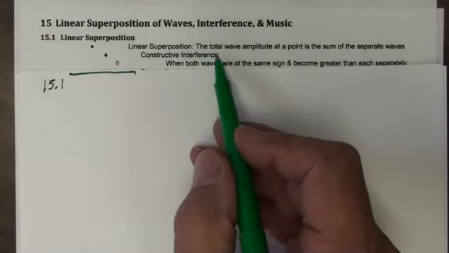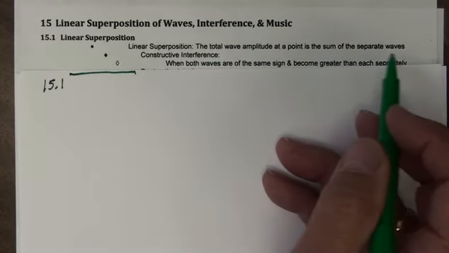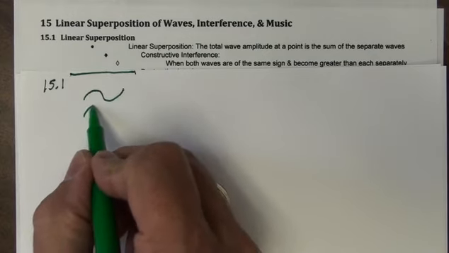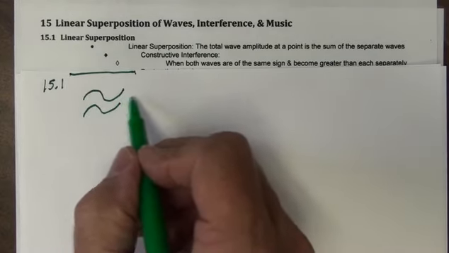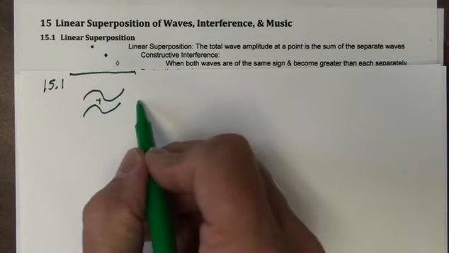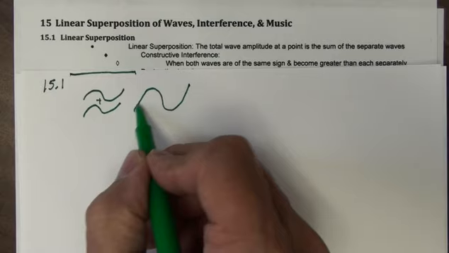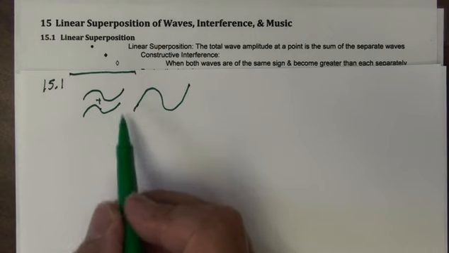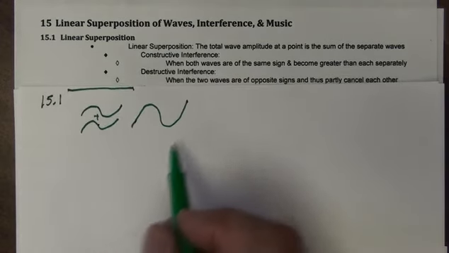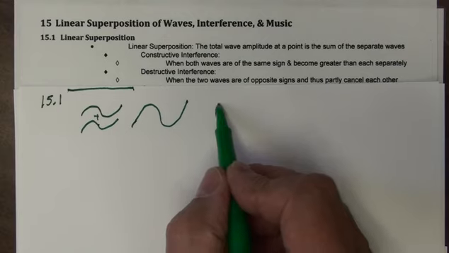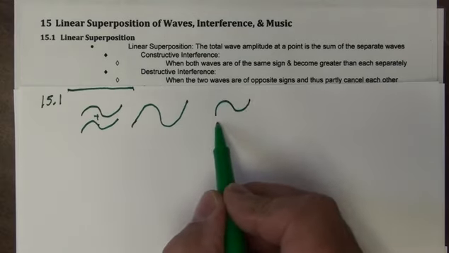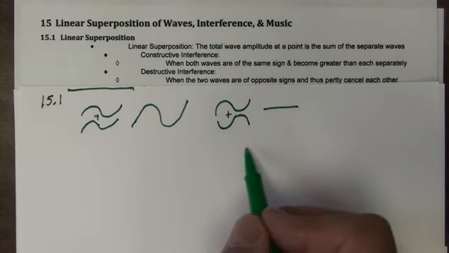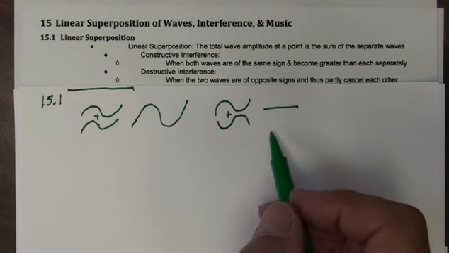Linear superposition for waves is the total amplitude at a point is going to be the sum of the separate waves. And if these waves come along and are in phase with one another when they arrive somewhere, then the total wave will be twice as great. If, however, one of these waves is out of phase with the other wave, then we get what is called destructive interference. So if we have this wave and this wave, then in fact, they'll cancel each other out and you get no signal at all.